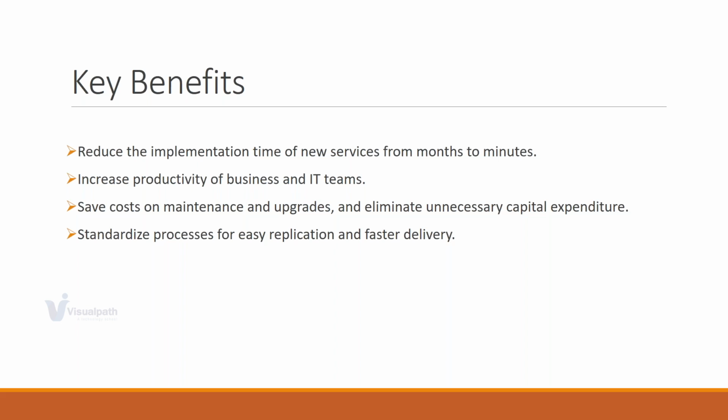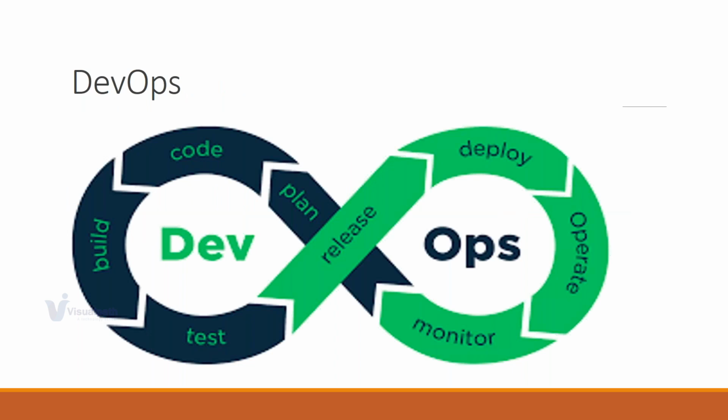It also saves cost for maintenance or upgradation. If you want to upgrade an application from one version to another, you can do that very simply. It also helps you deliver your application in a very fast manner. So these are the key benefits of using DevOps. And now this is what the DevOps lifecycle looks like. Here, this entire task will be taken care of by the development team, and this entire task will be taken care of by the operation team.